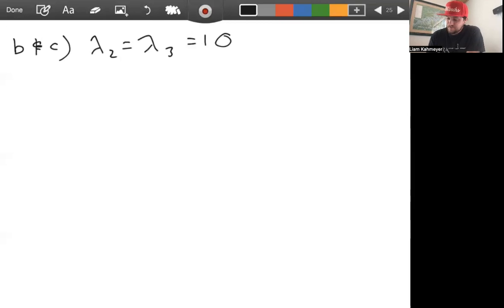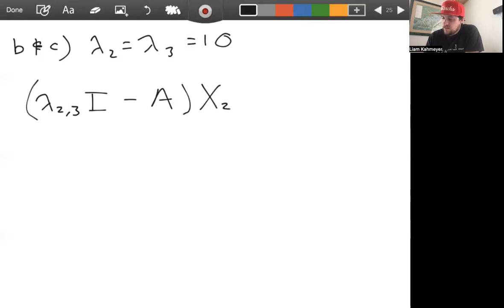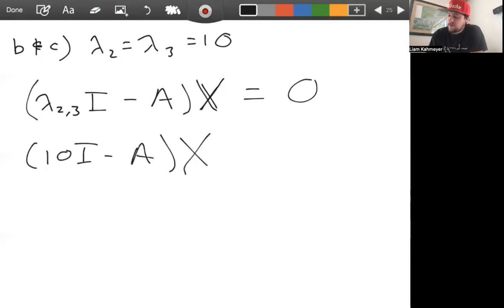So what do we do? Well, we do the same thing. We set up lambda2, and I'll just write lambda2,3 there to indicate that it's interchangeable. It's not both at once, but it's the same process. Lambda I minus A times x, and let's just leave this as x on its own, equals 0. Okay, well, what does that mean? This is 10I minus A times x equals 0. We go back to our calculation of lambda I minus A, and we plug in 10.